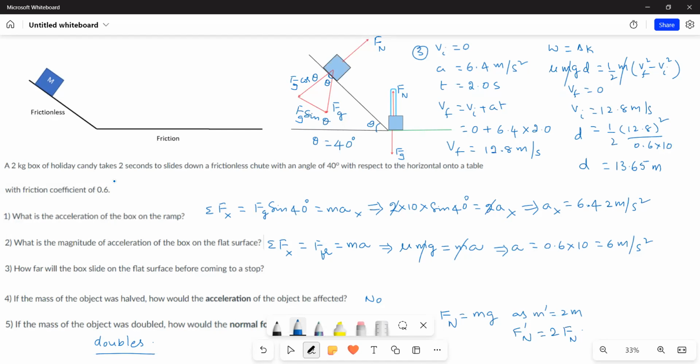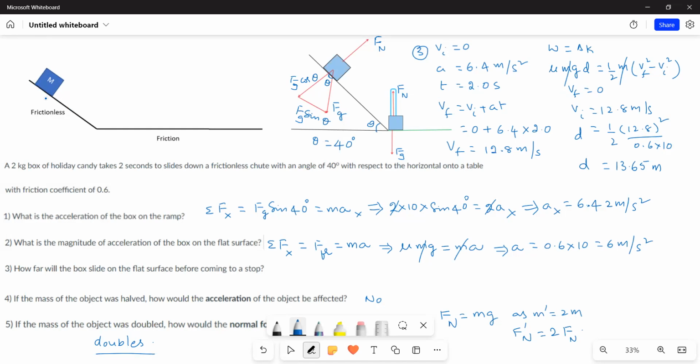This is an interesting question in work, energy, and integrated problems. A 2 kg box of holiday candy takes 2 seconds to slide down a frictionless chute with an angle of 40 degrees with respect to the horizontal, onto a table with a friction coefficient of 0.6. First bit: what is the acceleration of the box on the ramp?